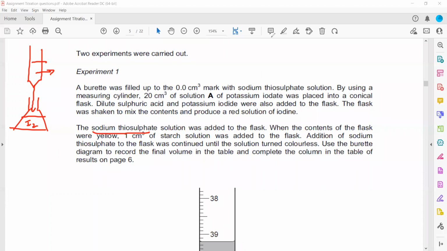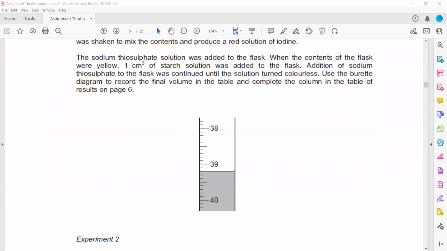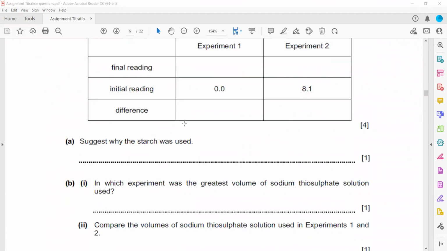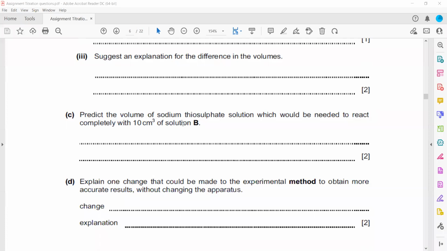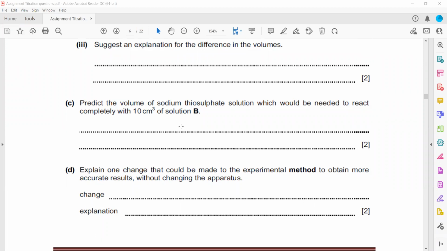So what we should do is add the indicator from the beginning. That's the procedure. That change will add starch from the beginning, so it will give an accurate volume when there is a color change.